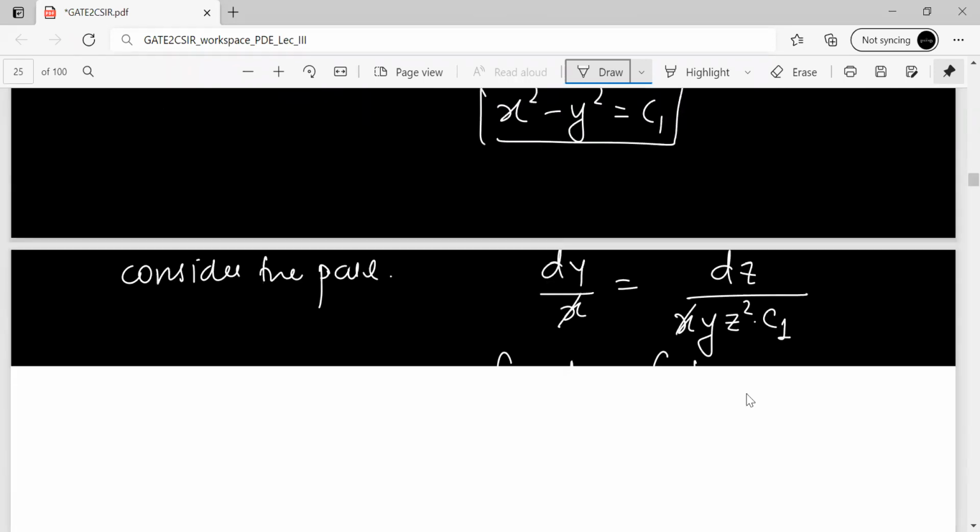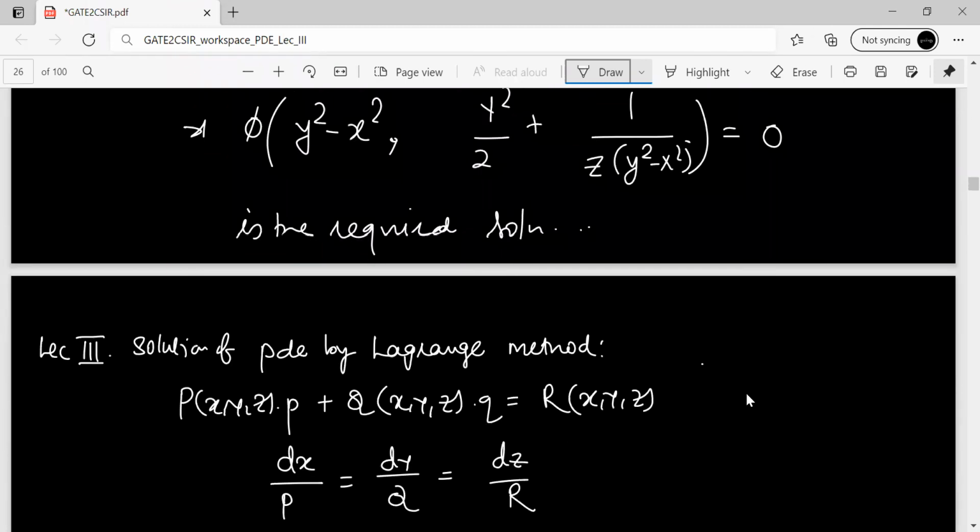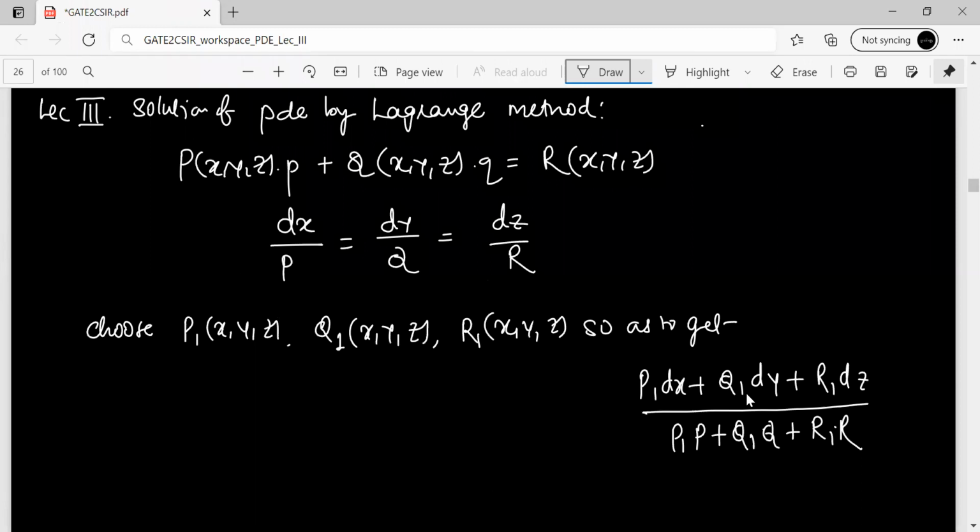Now, sometimes the problem will not be so easy that we can do that kind of manipulation, like componendo and dividendo. So basically we choose functions. Let's say you are given a PDE again, and this is your Lagrange auxiliary equation. Now you need to find functions. You have to choose multipliers, but here the multipliers are not constants. They are functions. So dx over P equals dy over Q equals dz over R, and now you will choose three functions P1, Q1, and R1, and multiply each one of them.